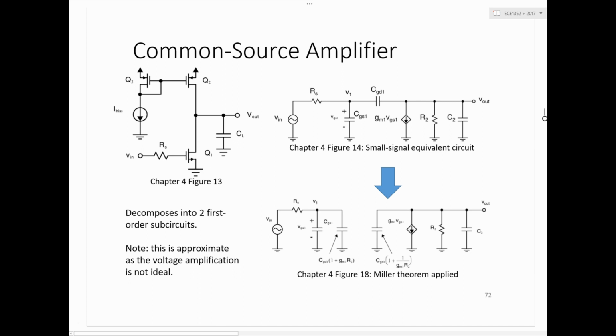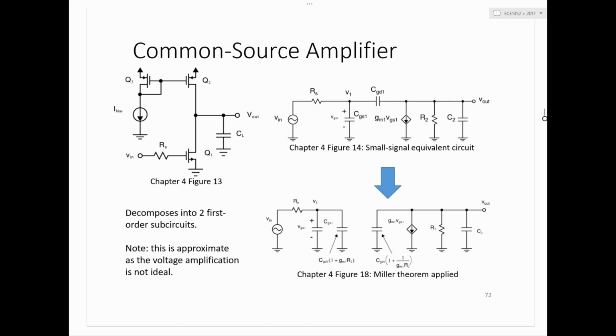Okay, so I think we'll start up again, and I'm gonna start here. The material before this was a review of the current mirror and the very basics of the common source amplifier. So I jumped to a few of those. You're welcome to review that stuff on your own.